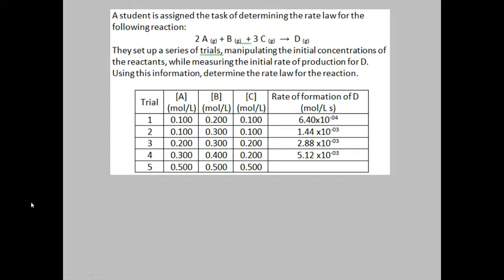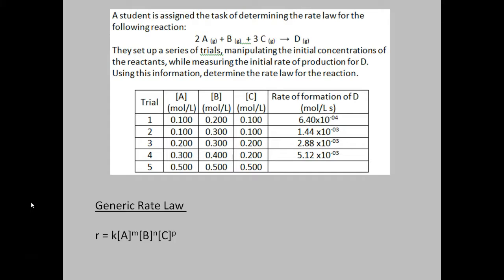Okay, and so here we have an example where we had set up 4 trials, and we have 3 reactants, A, B, and C, and we manipulated their concentrations in different trials. And we measured the rate of the formation of one of my products. And then we have a 5th trial for which we want to use our rate law to predict what the rate of the formation of D would be.